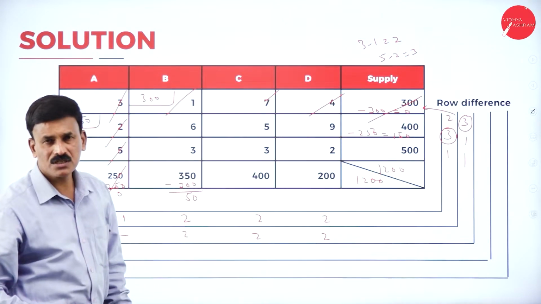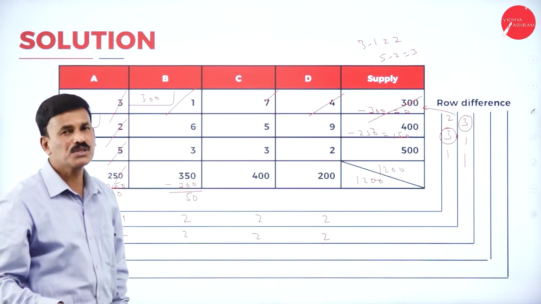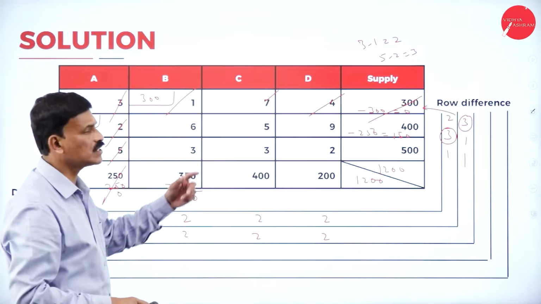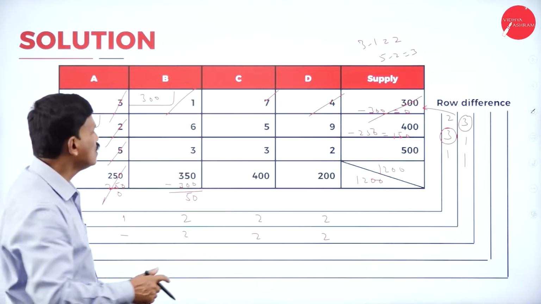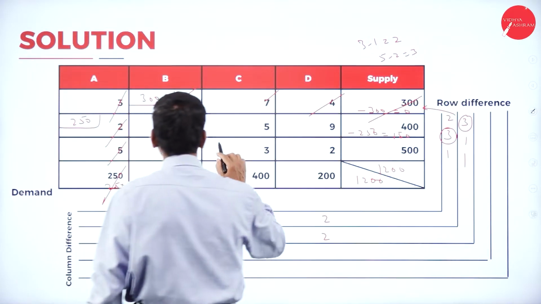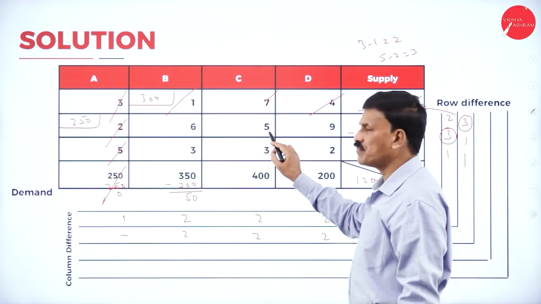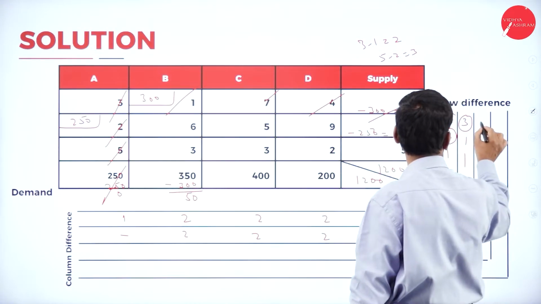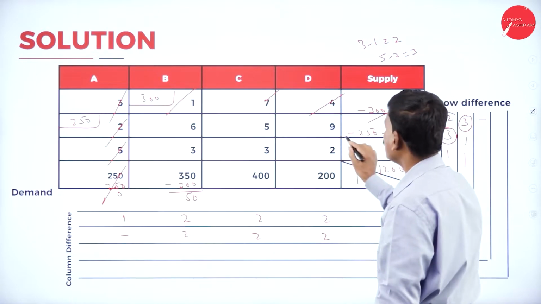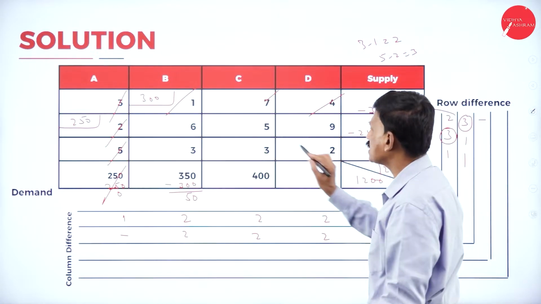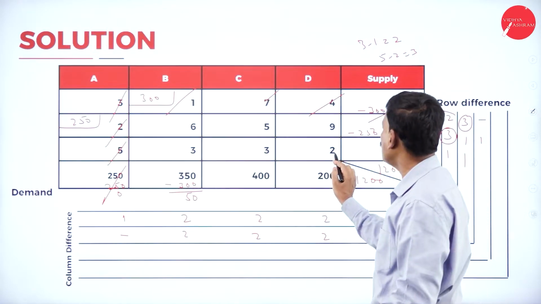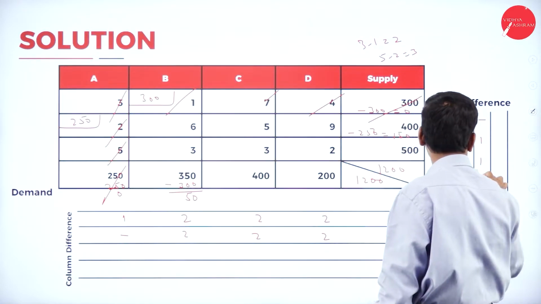Okay, now the next. Similarly, proceed with the same steps. Find out the row difference and column difference for the remaining elements. So what are the values here? The least value is 5, next least value is 6. 6 minus 5 is equal to 1. The first row is deleted. In the second row, the least value is 5 and then 6, the difference is 1. Similarly, in the third row, the least value is 2, next is 3, the difference is 1.